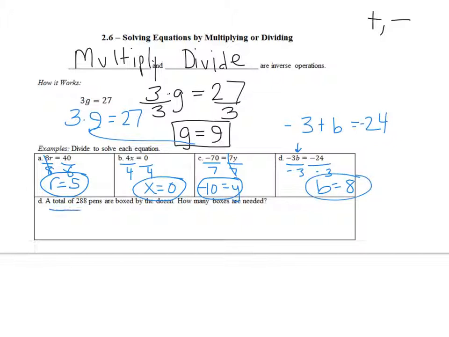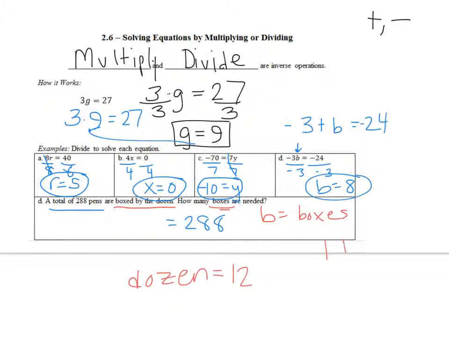A total of 288 pens, so something equals 288 pens, are boxed by the dozen. How many boxes? So b is our variable, but they're boxed per dozen. A dozen is 12 objects. So one box has 12 pens. 2 boxes has 24 pens. So it's the number of boxes times 12 equals 288.